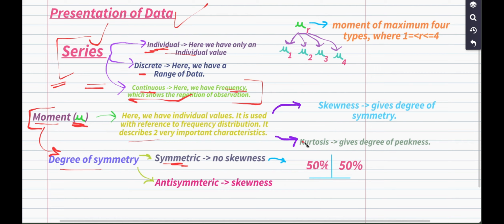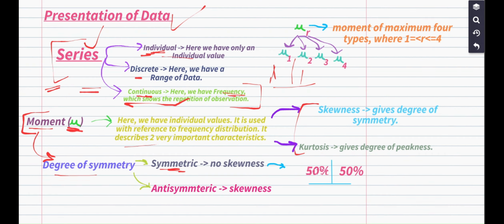The next term is kurtosis. It gives the degree of peakness, how your graph's peak is made. Is it the normal peak, the higher peak or the lower peak? We will discuss it further also. Basically, skewness and kurtosis are both related to the term moment.